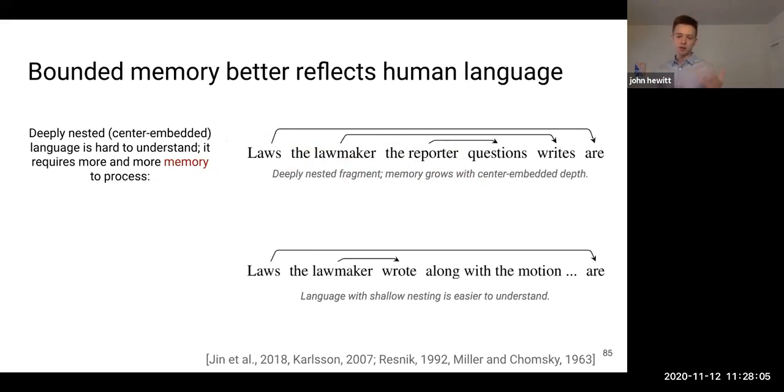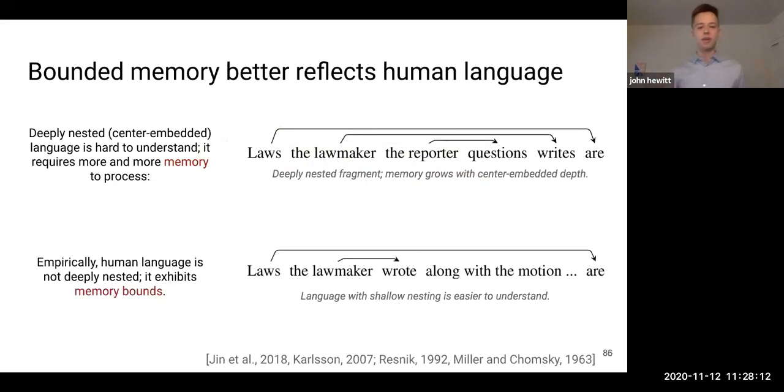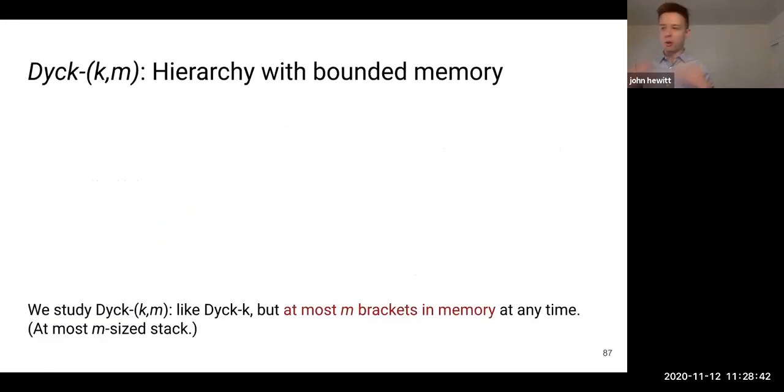Shallow fragments, though, shallow parts of language, like laws the lawmaker wrote along with the motion, and so on, can have long distance dependencies. And you actually can have deep nesting as long as it's not center embedded, as long as the memory that you need in order to process these things is a small amount. So you can say, the person who went to the store and then to the car and then to the this, that you can do, but you don't say laws the lawmaker the reporter questions rights are. So it's this memory bound that we think really makes Dyck-K not a very good object of study for syntax, compared to the same language effectively, just with a bound on the memory, a bound on the stack depth that you can have at any time.